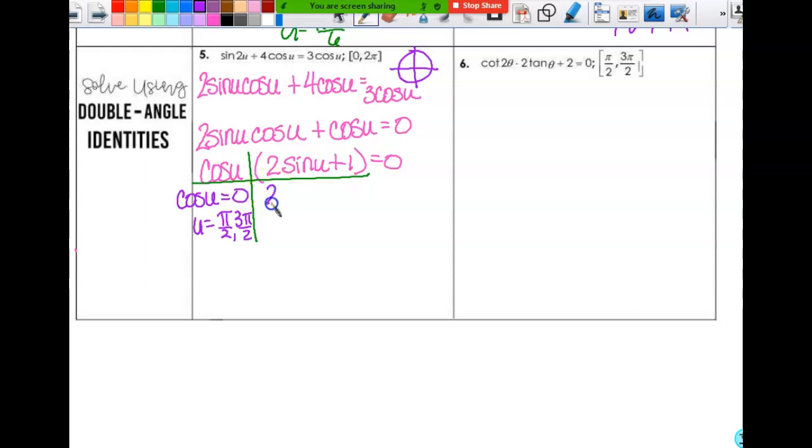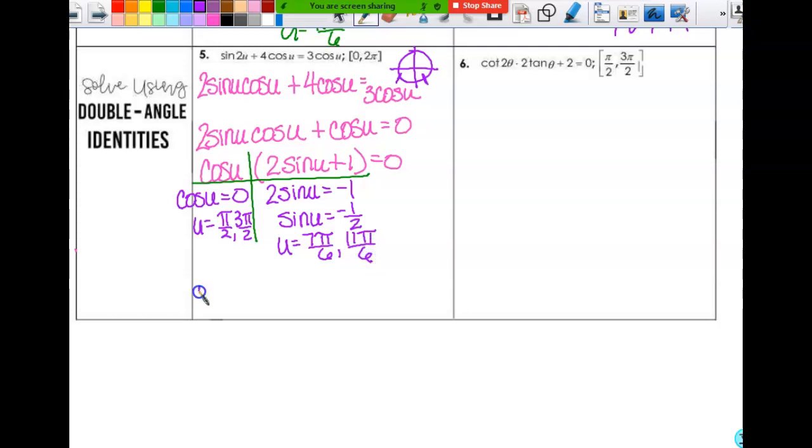Then I solve this one. 2 sine u equals -1. Sine u equals -1/2. So on the circle, sine is negative in quadrants 3 and 4. When sine is 1/2, my reference angle is pi 6. So I need my third quadrant pi 6th angle, which is 7 pi 6, and my fourth, which is 11 pi 6.